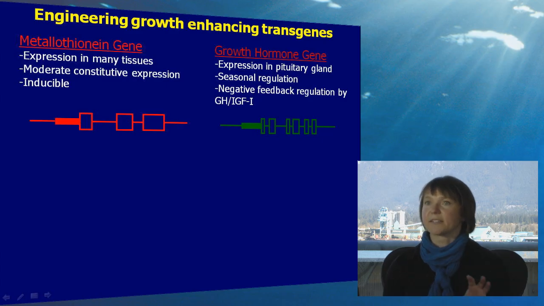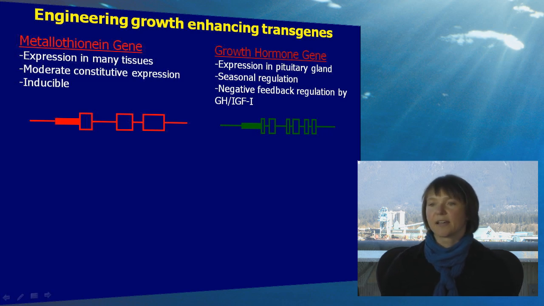And it's also regulated seasonally, so you might get increased production in the summer, decreased production in the winter. It's also affected by other hormones in the body, and in particular, growth hormone itself self-regulates. So as growth hormone production increases, it'll feed back and stop any further production.